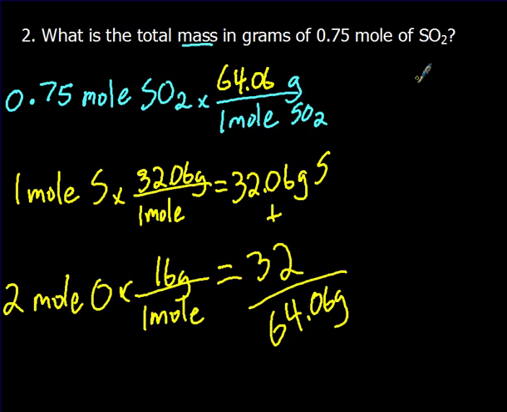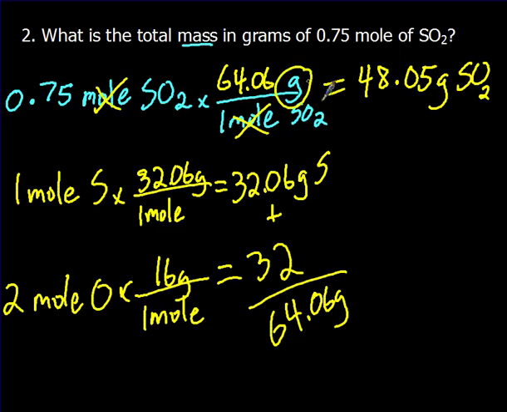So multiplying moles, 0.75 times 64.06, we get 48.05, rounded up. And now that is in grams of SO2, because we are canceling out moles and we're getting grams. So what is the total mass? 48.05 grams of SO2. Next.